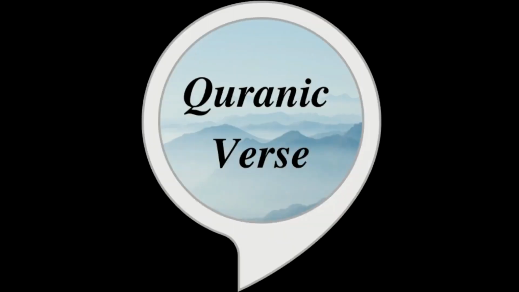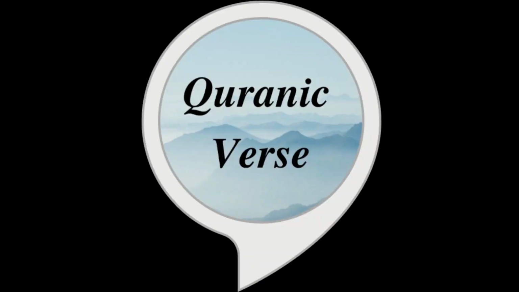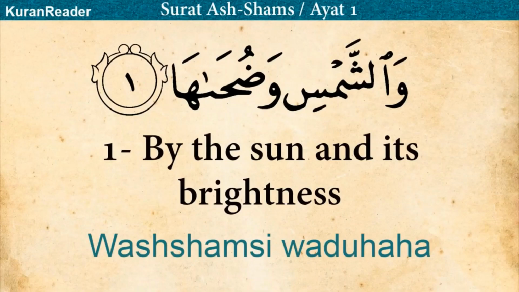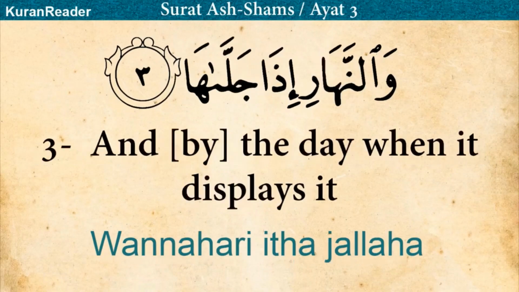There is even a surah or chapter named after the sun in the Quran, which is Surah Ash-Shams, or the Sun's chapter. In the surah, Allah subhanahu wa ta'ala says, by the sun and its brightness, and by the moon when it follows it, and by the day when it displays it.